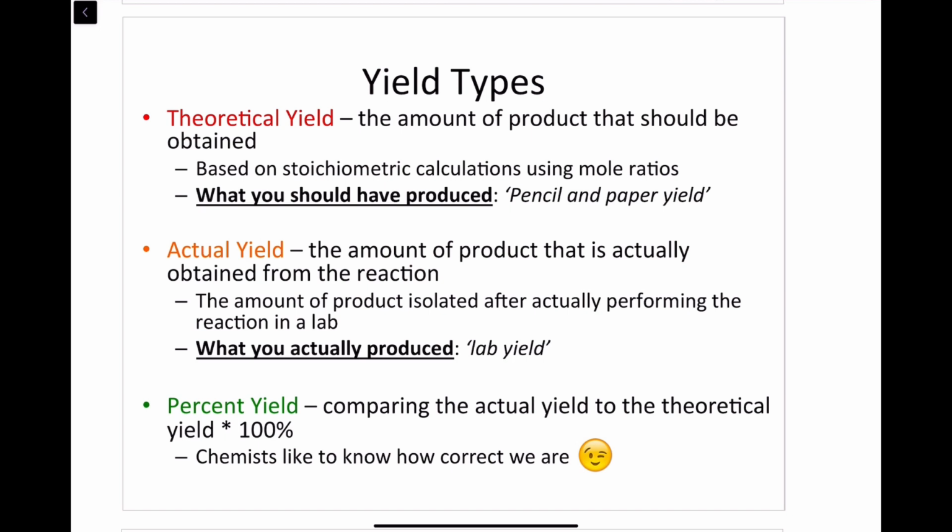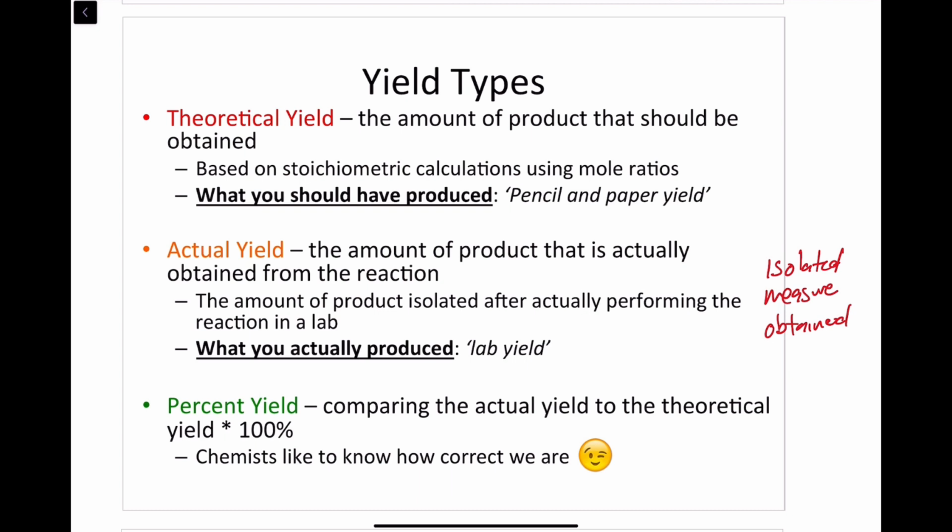There's no way of calculating actual yield if you haven't already gotten the percent yield or done the lab itself. The actual yield, again, is our lab yield. If you're reading a question, you'll hear keywords like isolated, measured or obtained. These keywords hint that the amount they're giving you is the actual yield that was produced from doing this lab.